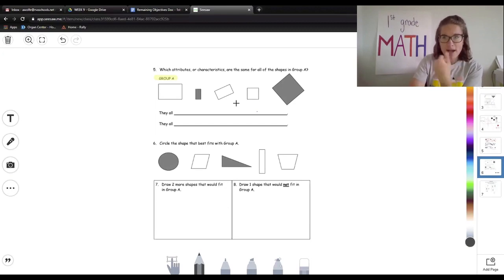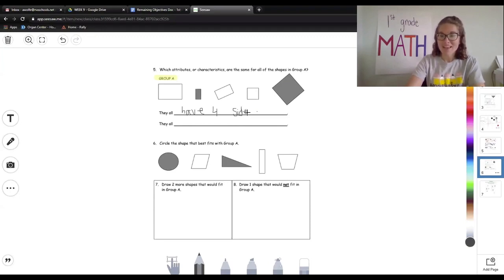Well, they're not the same color because some are gray and some are white. I know. They all have how many sides? Good. They all have 4 sides. So Artie says they all, so we're just going to write they all have 4 sides. Yep, trying our best for our spelling, trying our best for our writing.